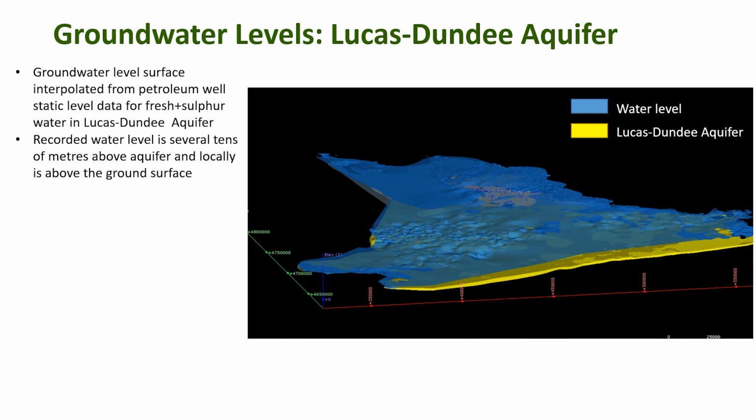We have been able to construct groundwater level surfaces for 4 of the principal confined bedrock aquifers in southern Ontario. None of these surfaces are corrected for salinity. The example shown here is for the static level data recorded in petroleum wells for the freshwater plus sulfur water intervals. Brine data is excluded. The recorded water level is several tens of meters above the aquifer and locally is above the ground surface.